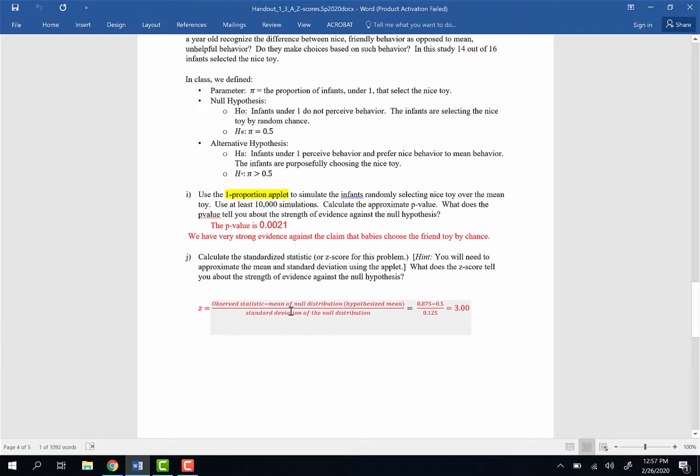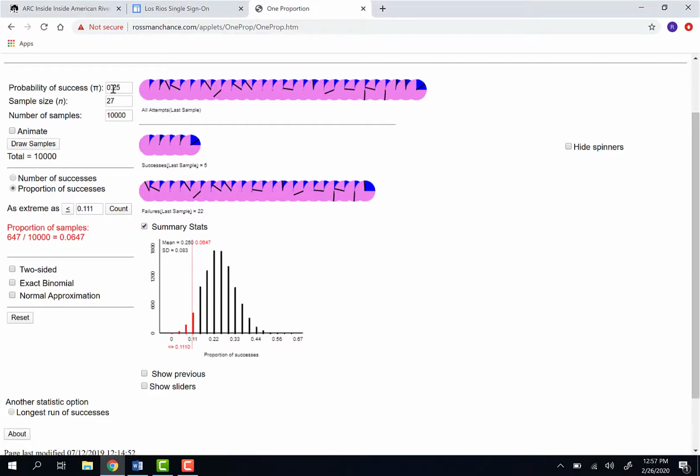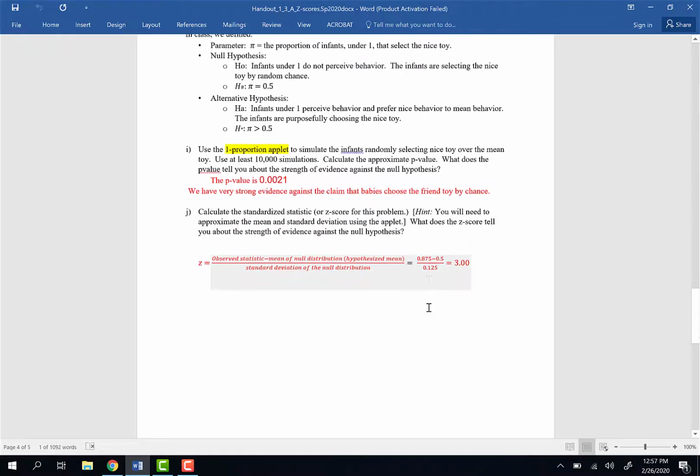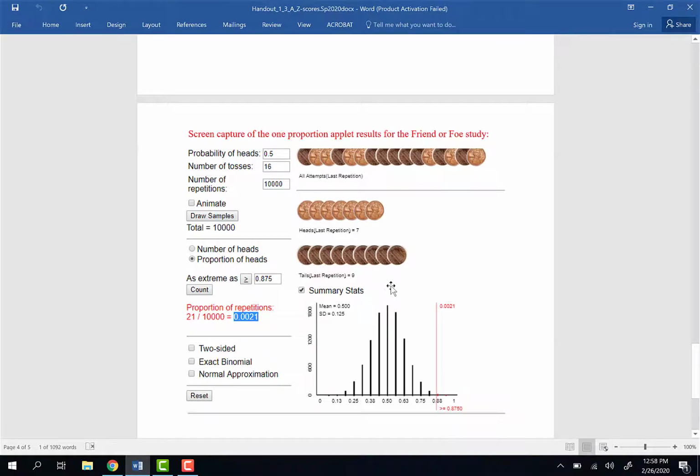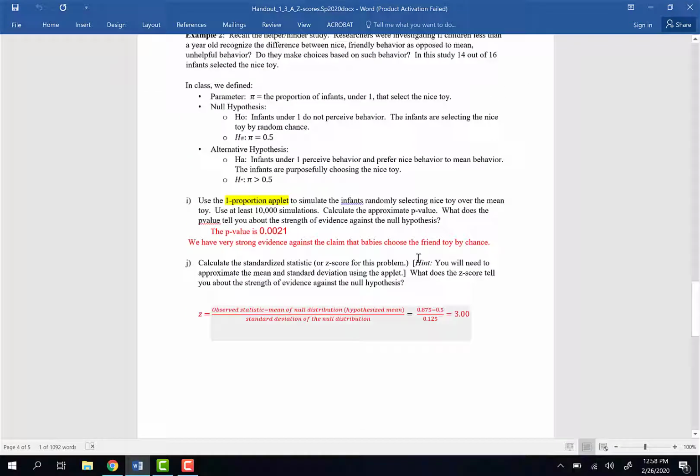And for the standard deviation, once you do the one proportion applet, again put in your information, 0.5, 16, 10,000, count our statistic, and then make sure you click on summary stats so that you see the standard deviation right there. SD, that's what you want to use in the formula. Here I attach a screen capture for that one so you can see the mean and the standard deviation for your calculations.